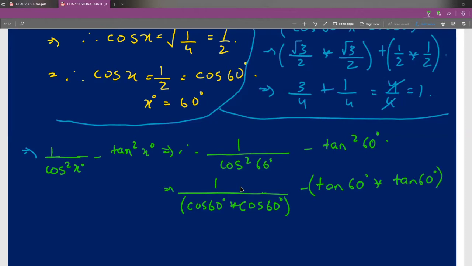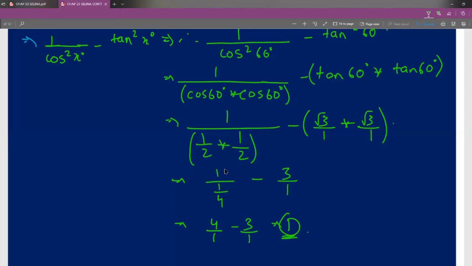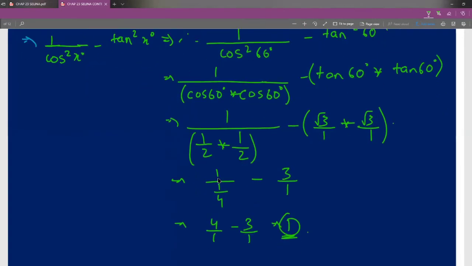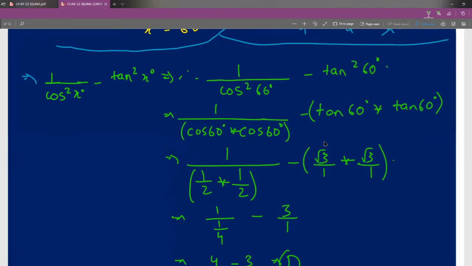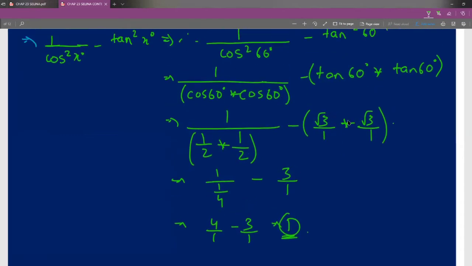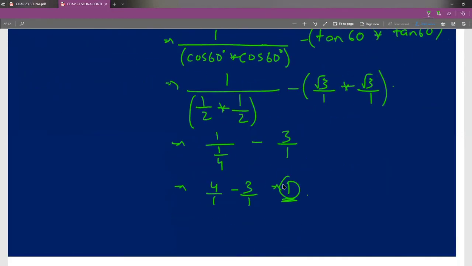So tan square 60 degree, or any other trigonometric ratio square any angle, say for example here tan square 60 degree can be written as tan 60 degree whole square, and then it can be written as tan 60 into tan 60 degree. So over here I will write the value for 1 upon cos 60 degree. Cos 60 degree is equal to 1 upon 2. So therefore cos square 60 degree can be written as 1 upon 4, minus tan 60 degree, that is root 3 upon 1. So therefore tan 60 degree into tan 60 degree is 3 upon 1. Why? Because root 3 into root 3 is 3, and 1 into 1 is 1. So therefore 3 upon 1, as I've mentioned over here.